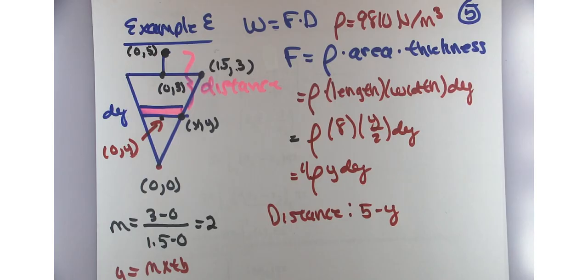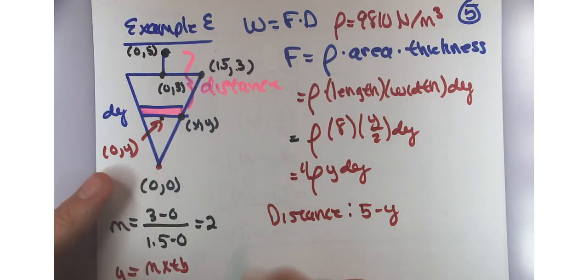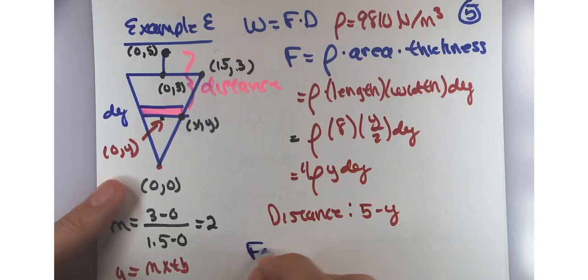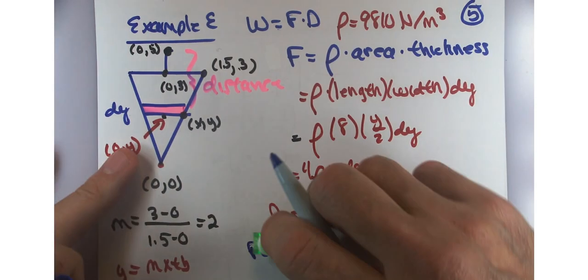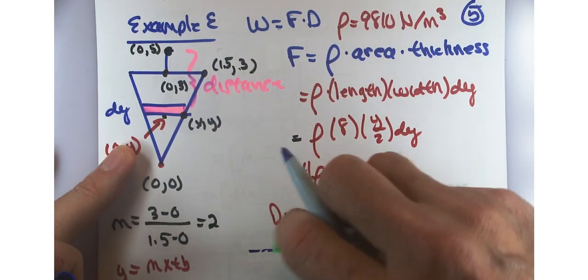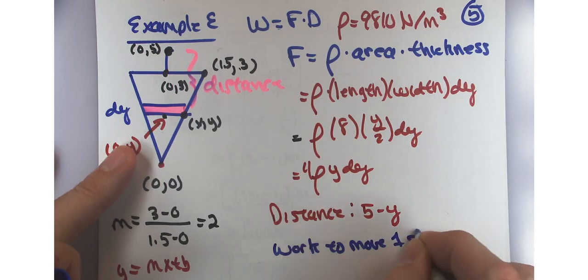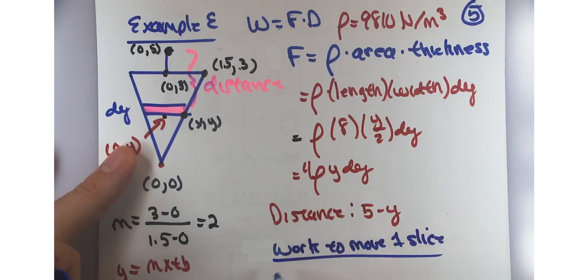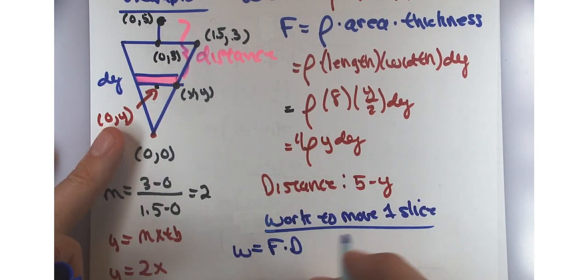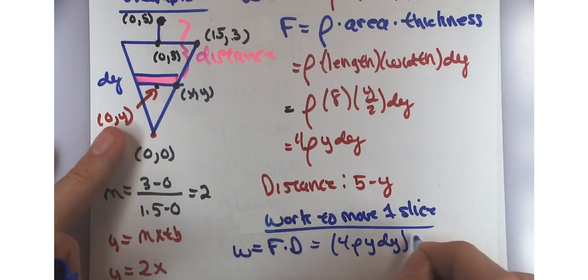Let's put this together to find the force moving one slice. Force, actually the work done in moving one slice, I should say. We've already got the force. So the work to move one slice is going to be force times distance, which is going to be 4 times rho times y times dy times 5 minus y.